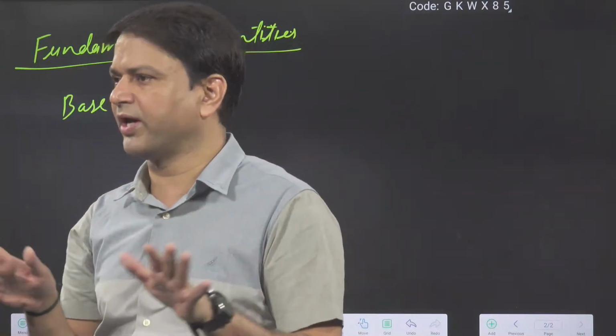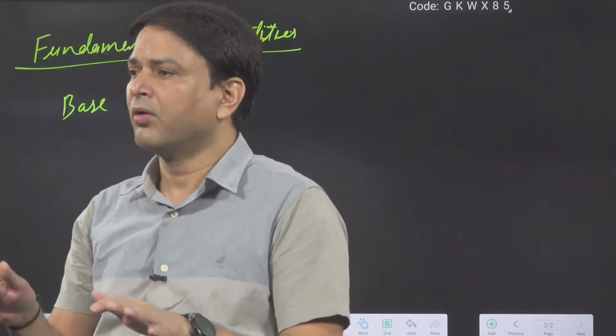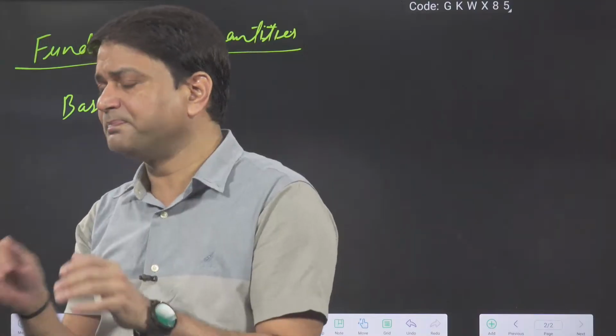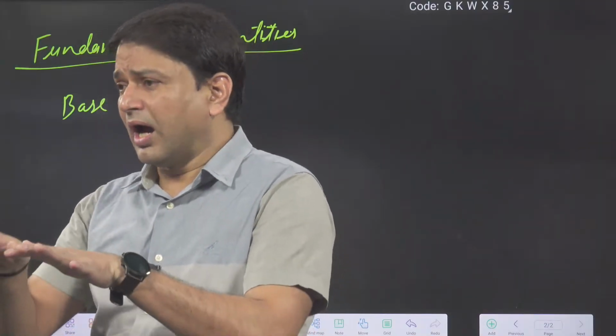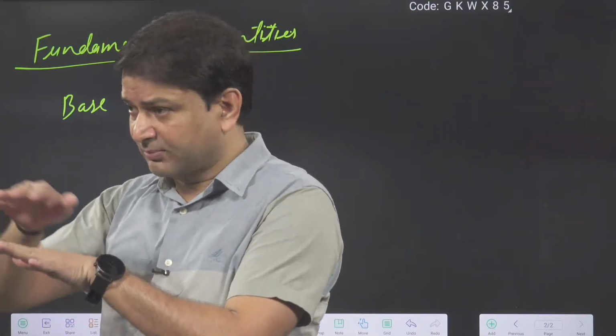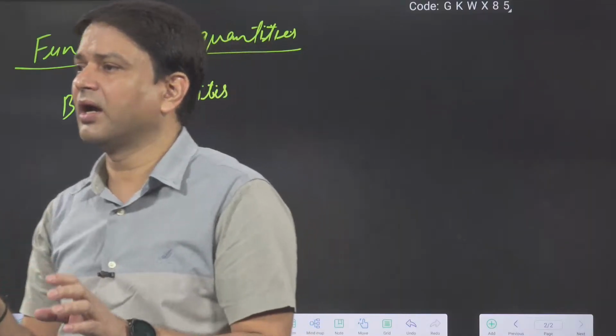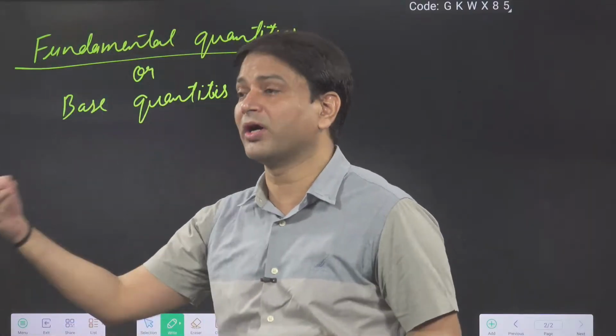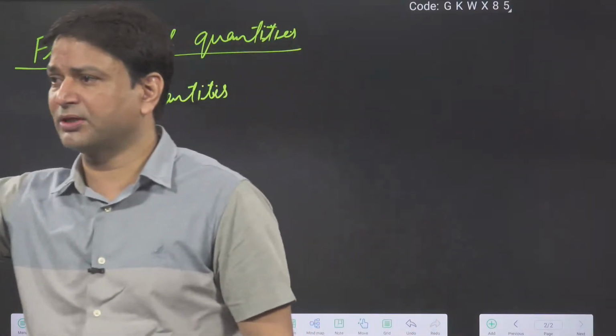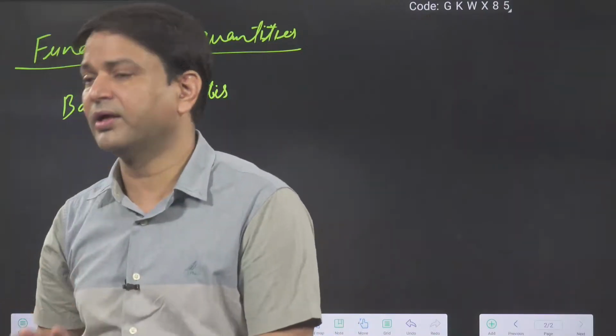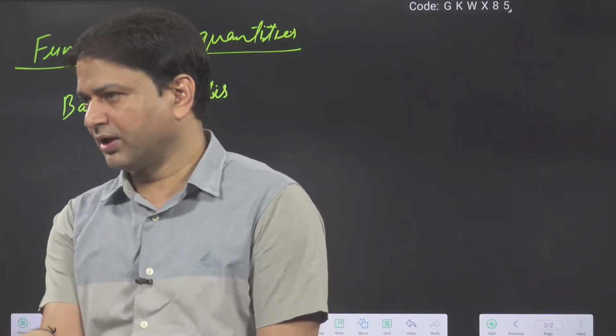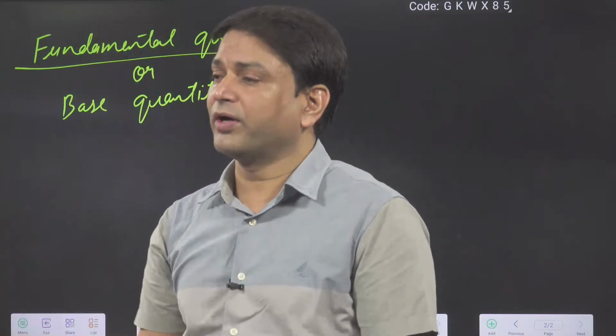This 7 quantities we have to take as fundamental. When you take them as fundamental, other quantities can be expressed in terms of these 7. So for different quantities we do not need a new representation. We can represent those quantities in terms of these 7. That's why these are called fundamental. So what is the definition of fundamental?